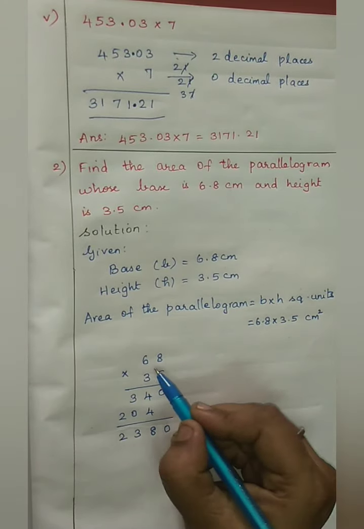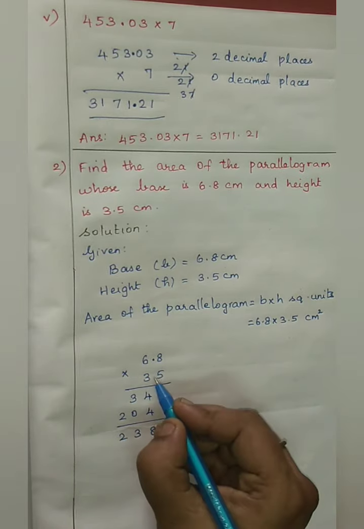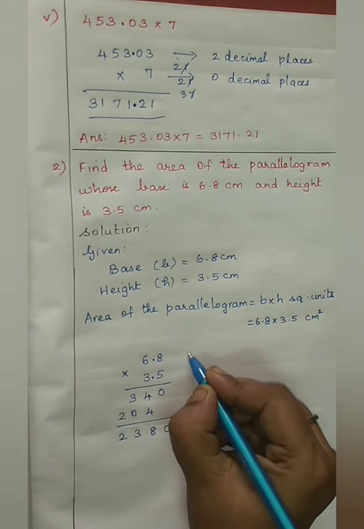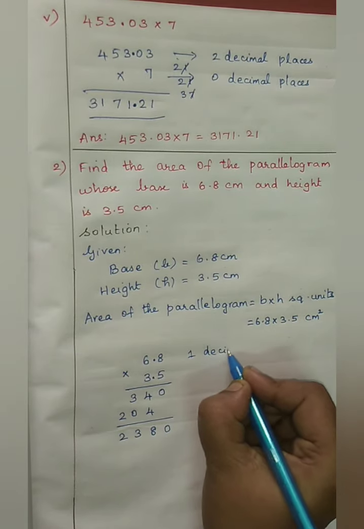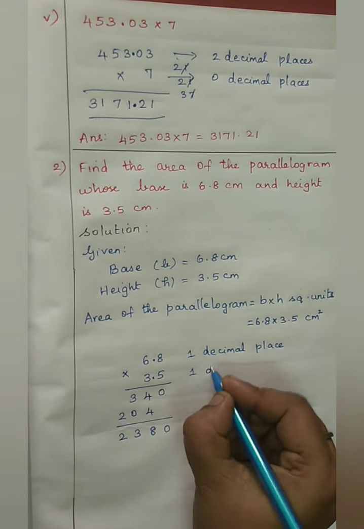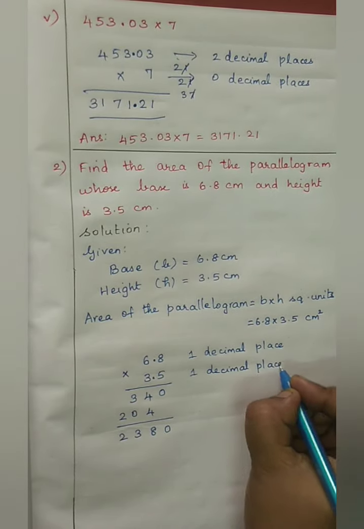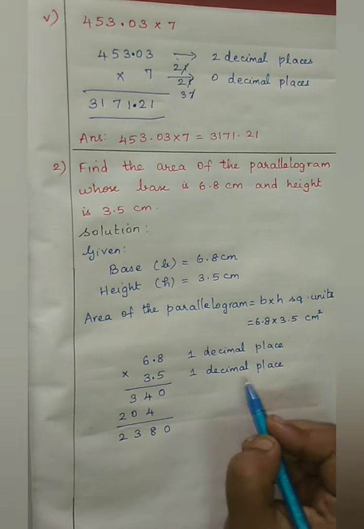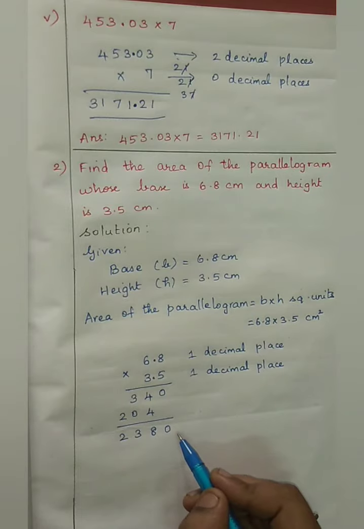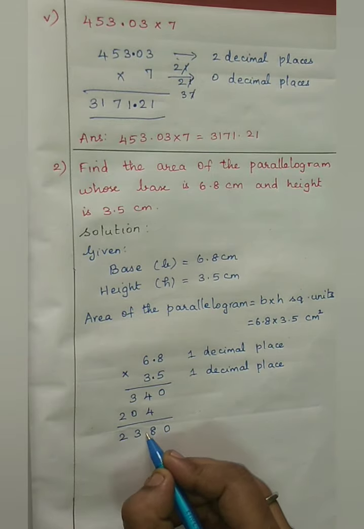Okay, now place the decimal point. Here we have the decimal point between 6 and 8, and here also in between 3 and 5 we have a decimal point. The first number has 1 decimal place. The second number also has 1 decimal place. So in the product we must have 1 plus 1, 2 decimal places. So where to keep the decimal point? From the extreme right, you move 2 digits, 1, 2, and place the decimal point.